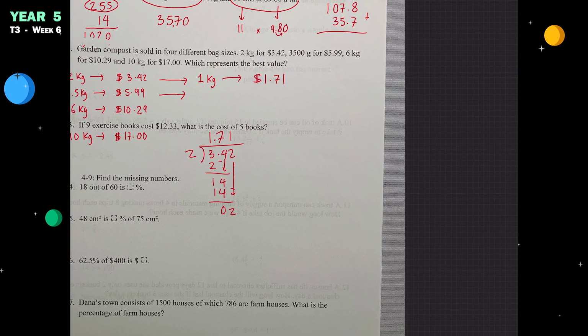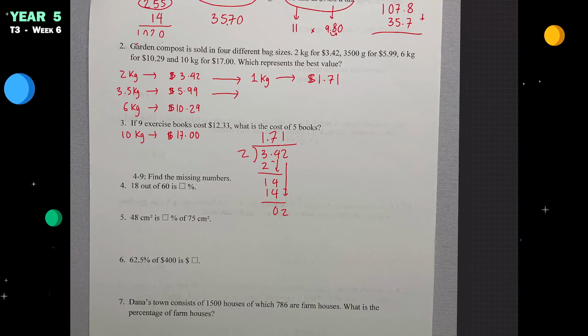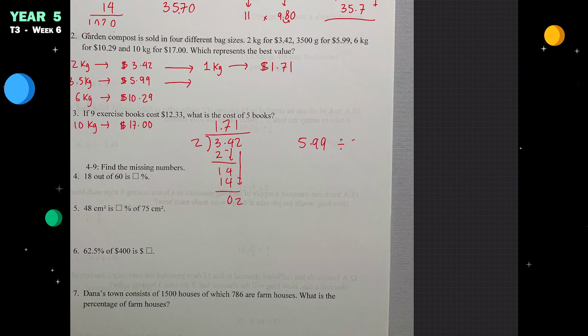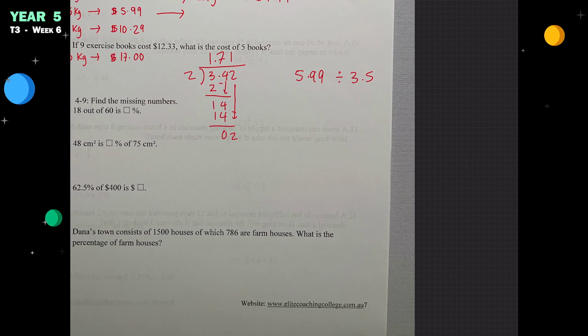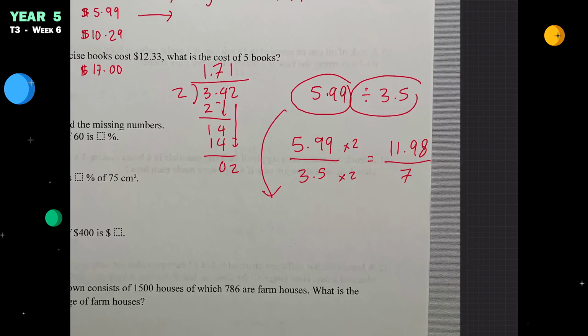Okay, let me see if I can make it easier. This one's a bit tricky. So 599, you're dividing it by 3.5. Let's put it into a fraction. Sometimes it's easier to do as a fraction when you have numbers like this. Now I want the fraction to be whole numbers. So what I'm going to do is double this. If I double this and double this, I will get 11.98 and I will get 7 straight away. I don't need to do all of that stuff, sorry. Wasted your time there. I just realized that now.